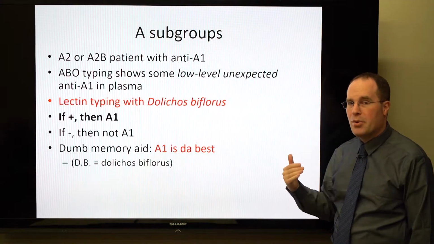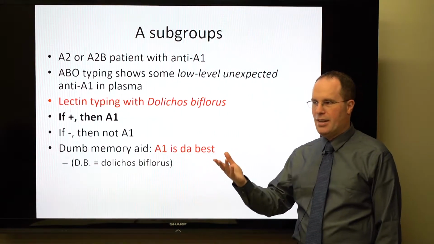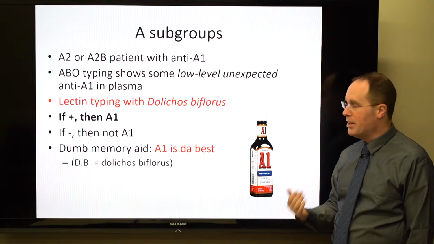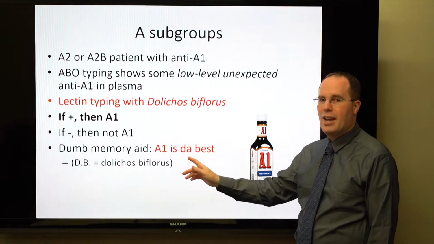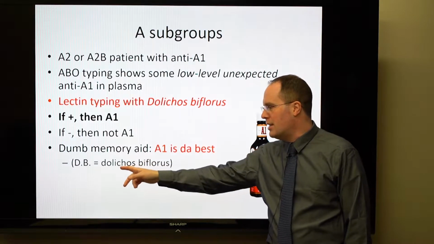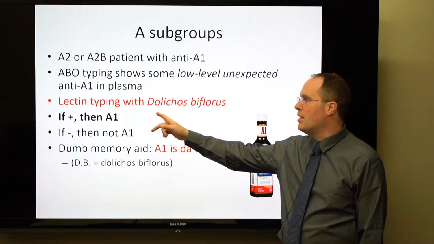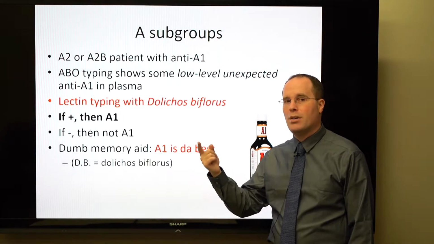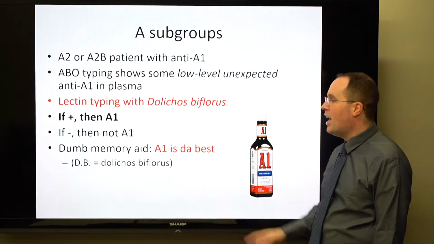So I like dumb memory aids, and one such memory aid is that A1 is the best. You know, like you see A1 dry cleaners or A1 steak sauce. What they're trying to communicate to you is that it's the best, right? So if you change "the best" to "DA best," then the DB I think of as D as in Dolichos, B as in biflorus. So A1 is the best, A1 is DB. So if you see positivity with DB, then that's telling you it's A1. So Dolichos biflorus, DB, positive, tells you it's A1. I told you it was dumb.